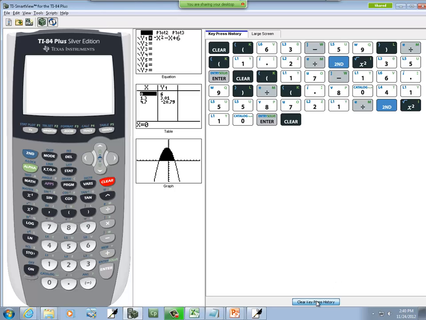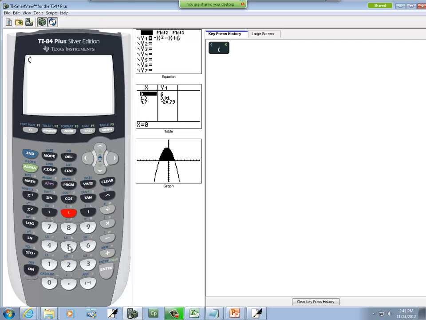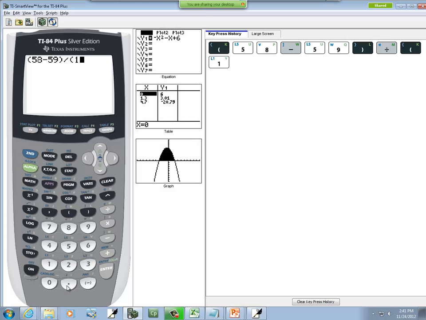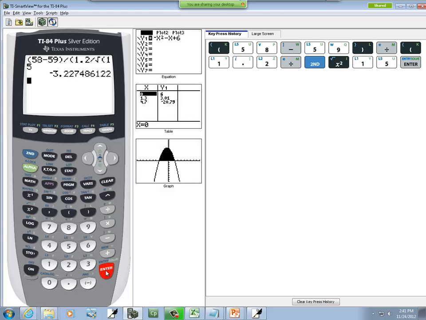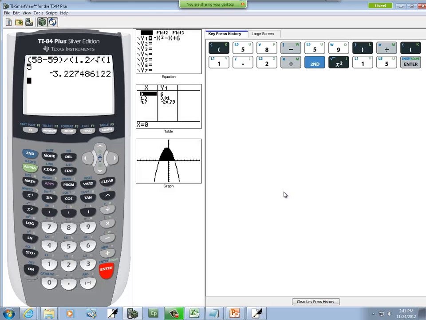Okay, so I'm going to have beginning parentheses, 58 minus 59, closing parentheses, divided by beginning parentheses, and then 1.2 divided by square root, so second x squared, 15. And I don't need closing parentheses at the very end. And we get T0 is equal to negative 3.23.